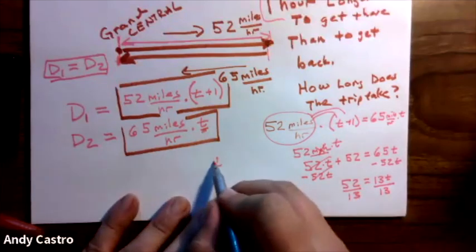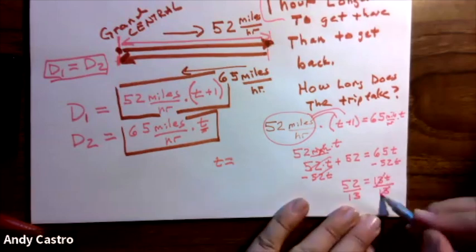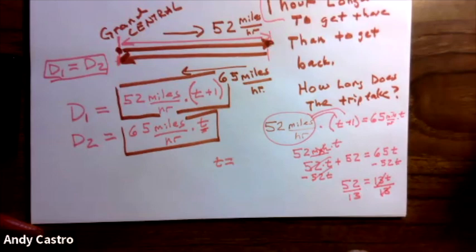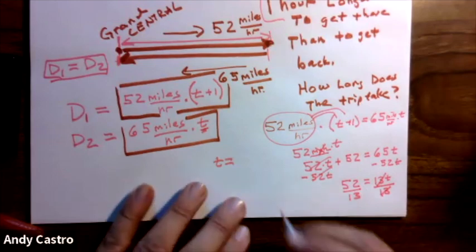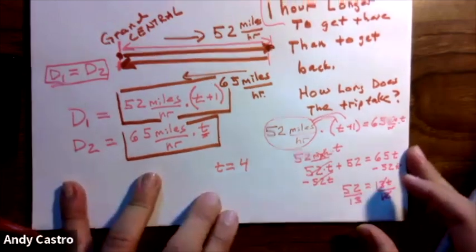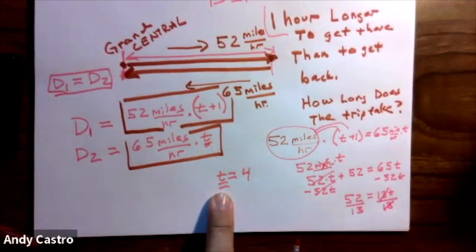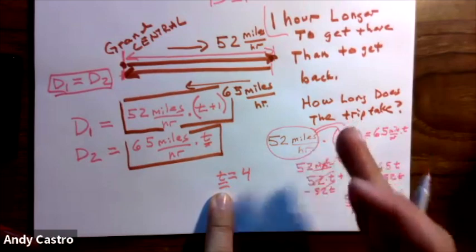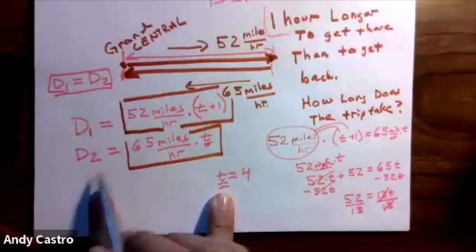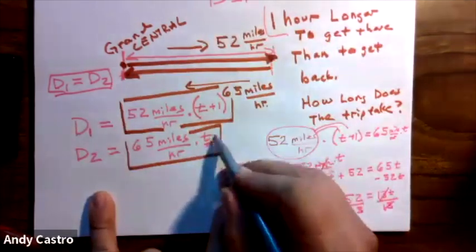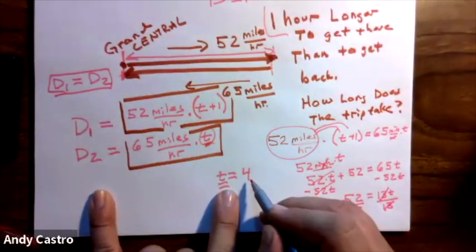And what does T equal to? 52 divided by 13 is 4. Good, so T is 4. Now, what is T? This is where it's very important to remember what your T represents. T represents the amount of time it takes to get back. That's what T is. T is 4 hours.